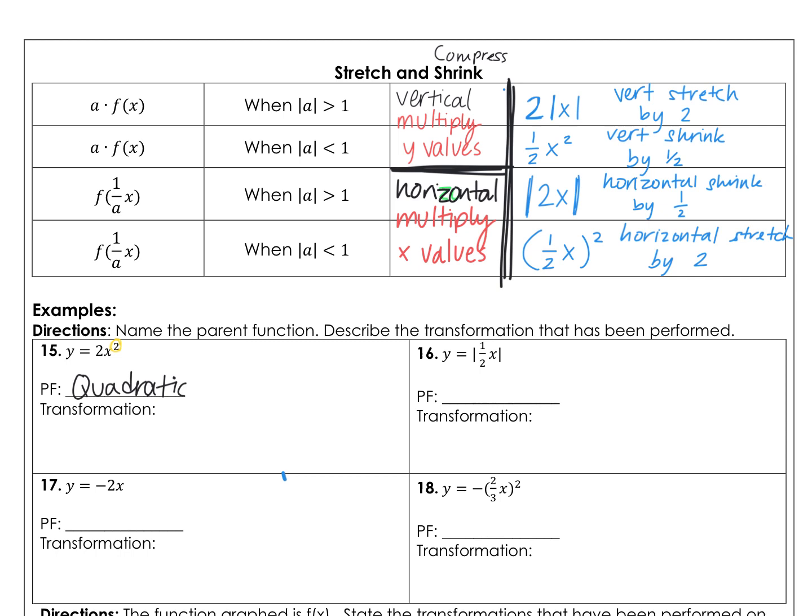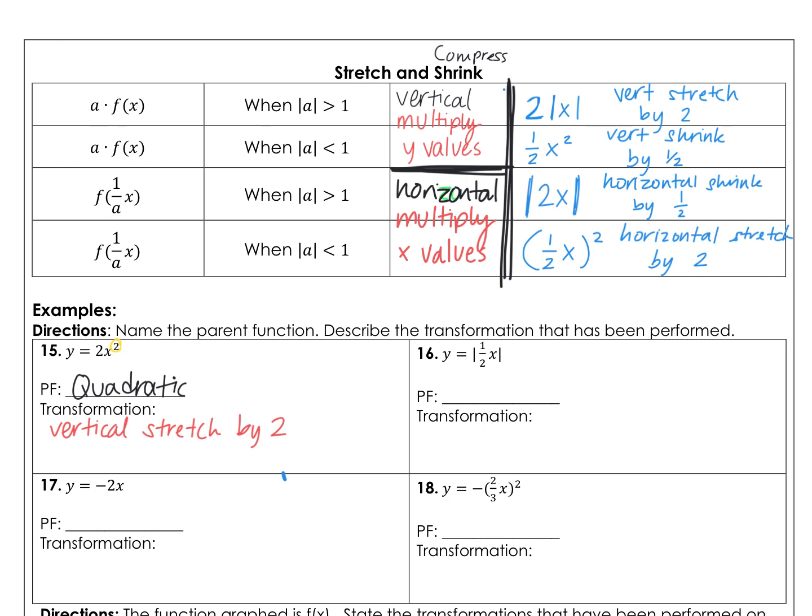It's outside the expression. So it is vertical. The number is bigger than 1, so what is it? Stretch or shrink? Stretch. Outside the expression, it does what you think. Vertical stretch, sometimes you'll say by a factor of 2. I'll just say vertical stretch by 2. Now, it doesn't mean it gets 2 higher. It means the y values get multiplied by 2. And it gets narrower, taller, stretched out.